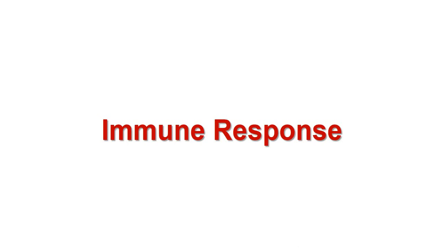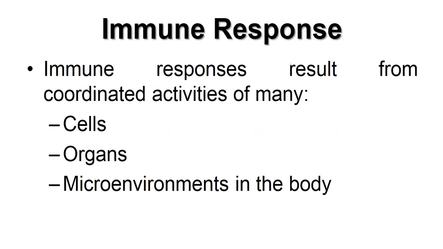For immune response, we always require immune cells. In this connection, the hematopoietic stem cells or the process of hematopoiesis is very important. Now, when you talk about immune response, the immune response results from the coordinated activity of several types of cells and organs.